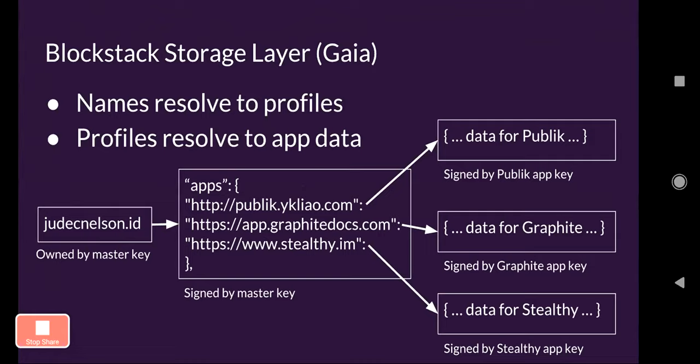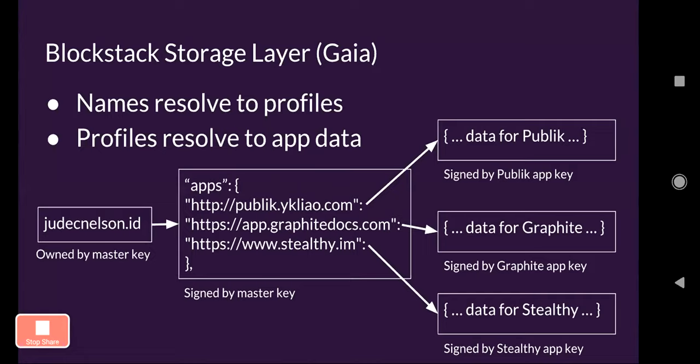So each name in the system ultimately resolves to a profile. And if you go to explorer.blockstack.org, you can see the set of profiles that exist. So in this example, judecnelson.id, which is another one of my IDs, is owned by my master key on the Bitcoin blockchain. And you have the hash of that already because the Blockstack node built that up when it built its name database. Through the routing state, that points to a JSON web token that's signed by that master key that, among other things, contains a list of the applications that I use.